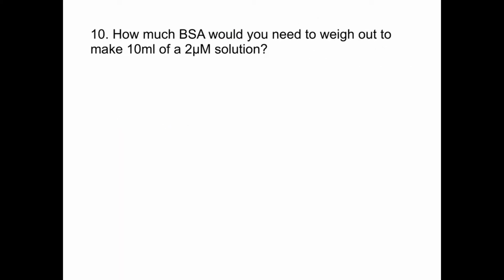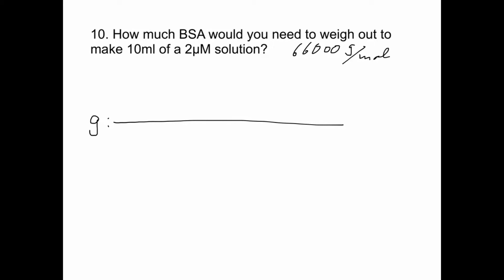This question asks us how much we have to weigh out, and that means we are looking for the unit of grams. And from the previous question we know that the molecular weight of BSA is 66,000 gram per mole. So do we have the unit that we are looking for? Do we have grams somewhere? Yes, we do. We have grams here. So we just simply write it so that the grams are on top, 66,000 gram per mole.